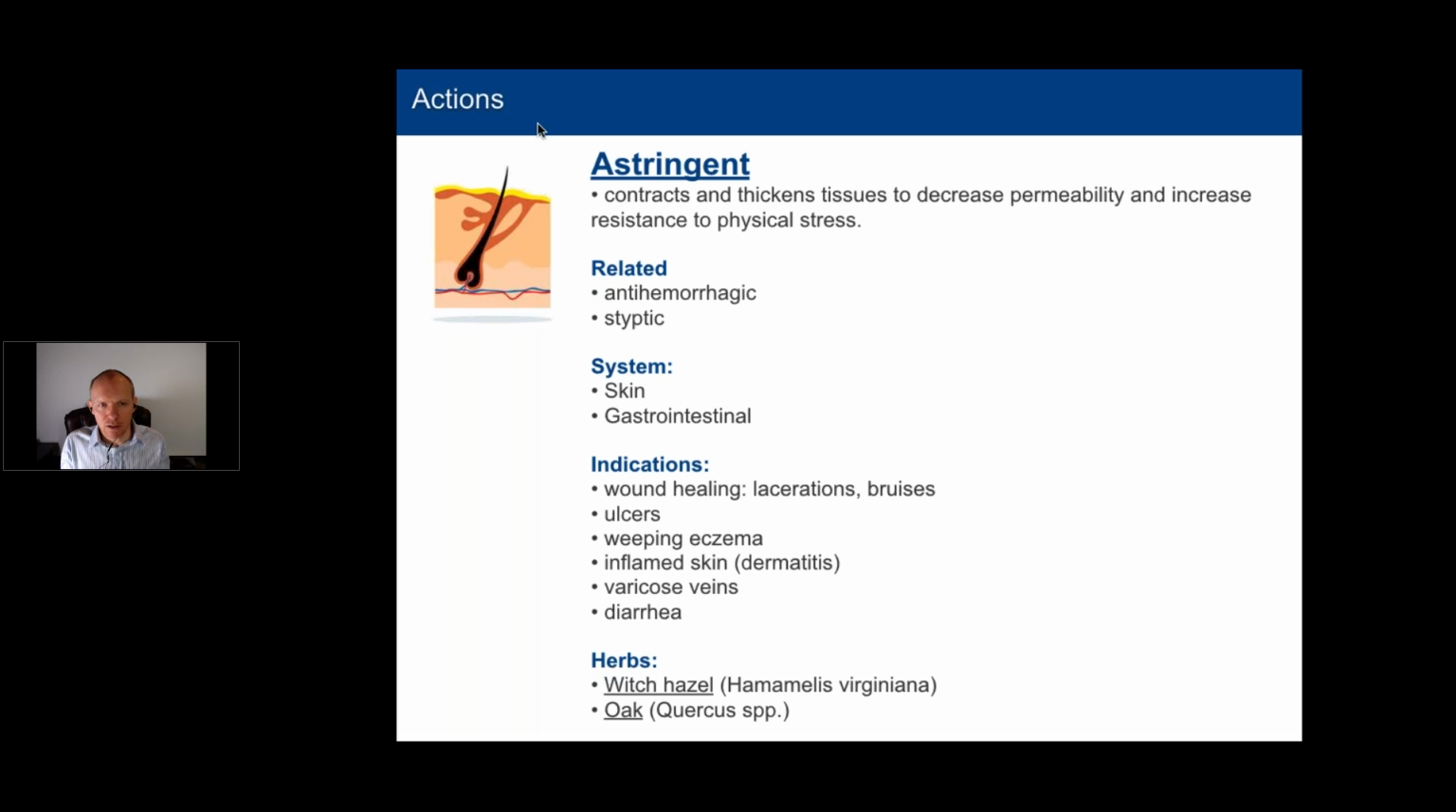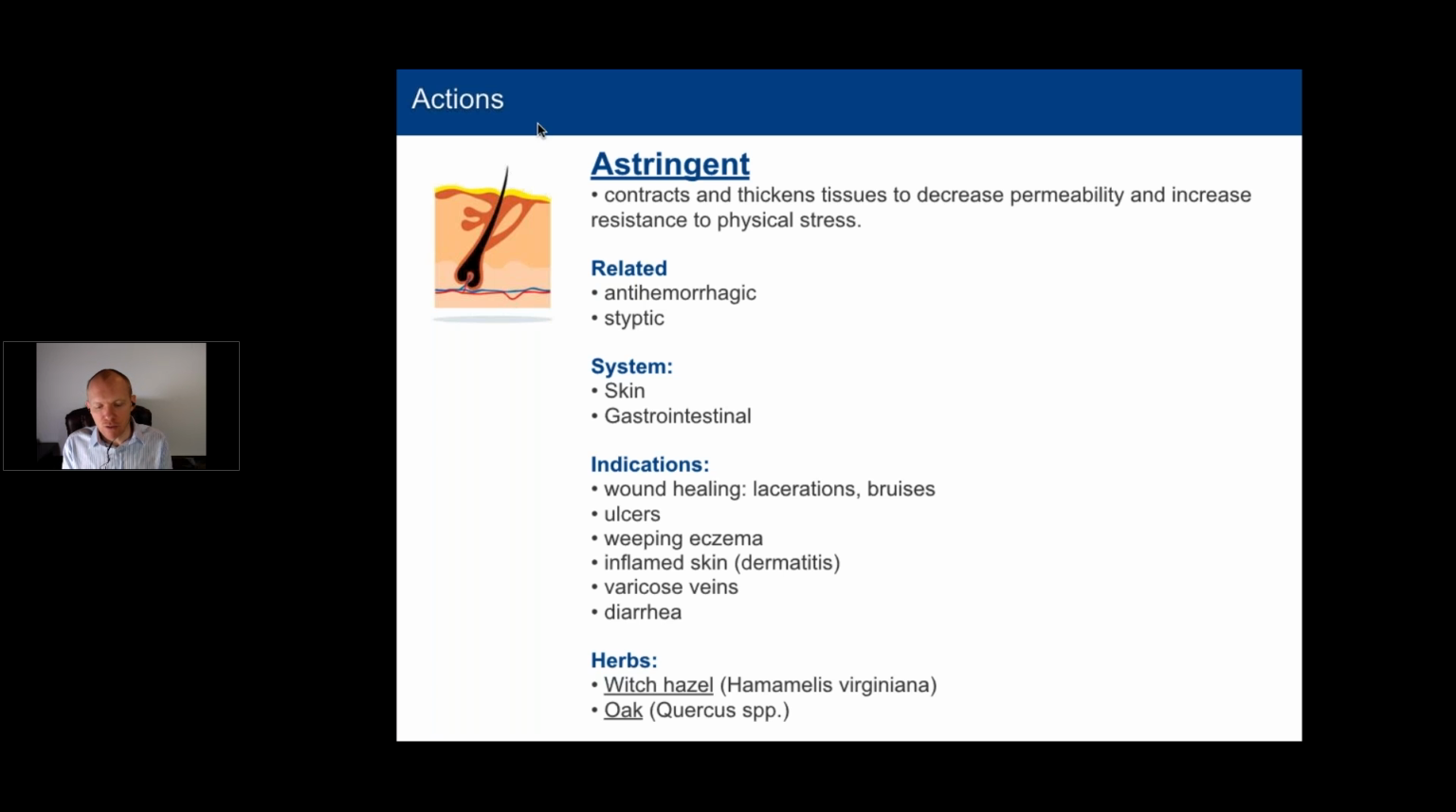We'll talk about styptic in a second, but this has to do with bleeding and being able to stop bleeding. Most of these astringent compounds tend to be high in phenolic compounds that are not well absorbed. So whether you apply it topically or internally, you're affecting the tissues at the surface. If you had a wound that wouldn't stop bleeding or an ulcer that wouldn't heal, you could use an astringent compound to help thicken that wound up.